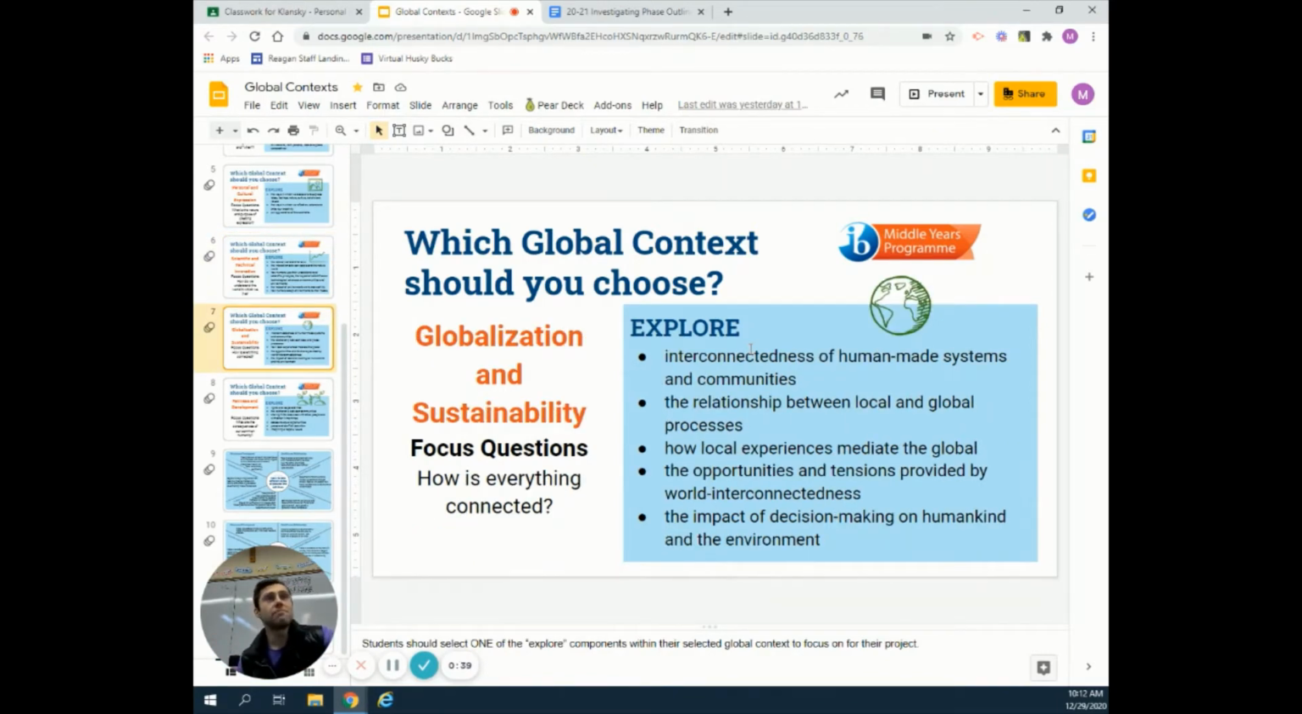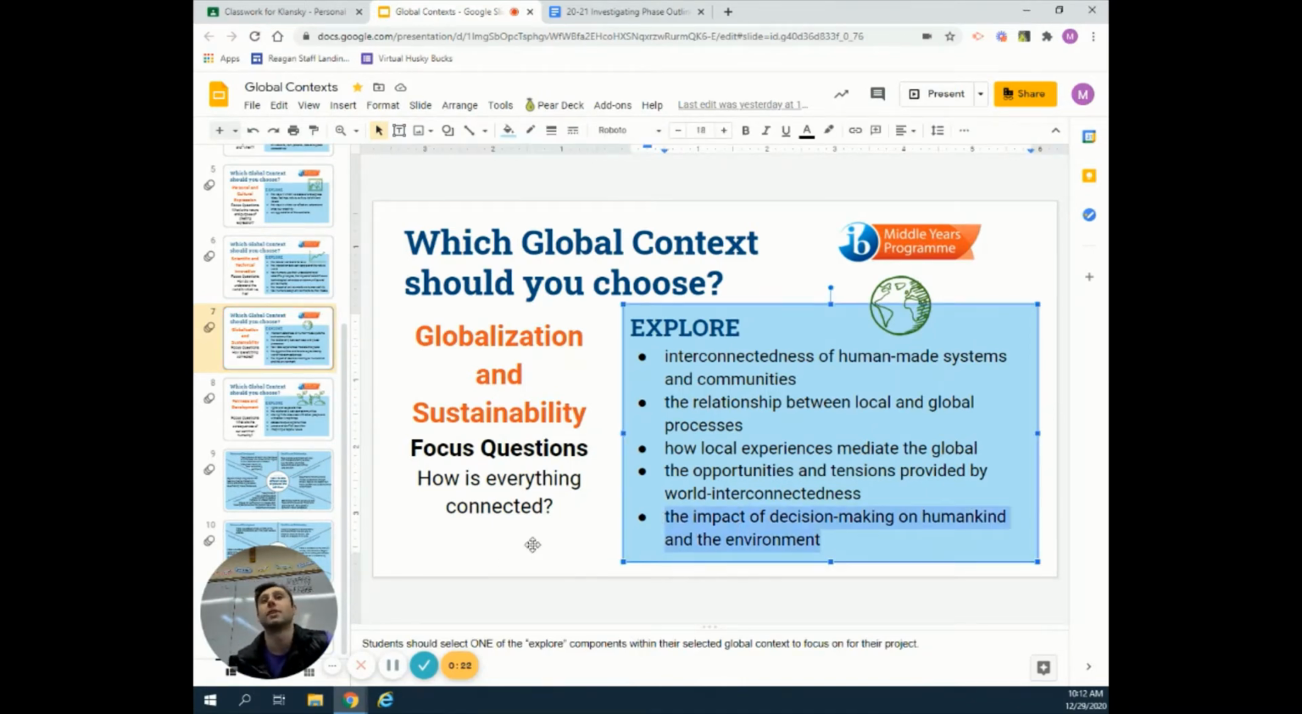Globalization and sustainability. How are we connected? How are communities connected? How are we connected to the world? How are we all connected somehow? How do our decisions impact others and the environment? That's a big one. So globalization and sustainability: if it's about global issues, especially the environment, go on there.